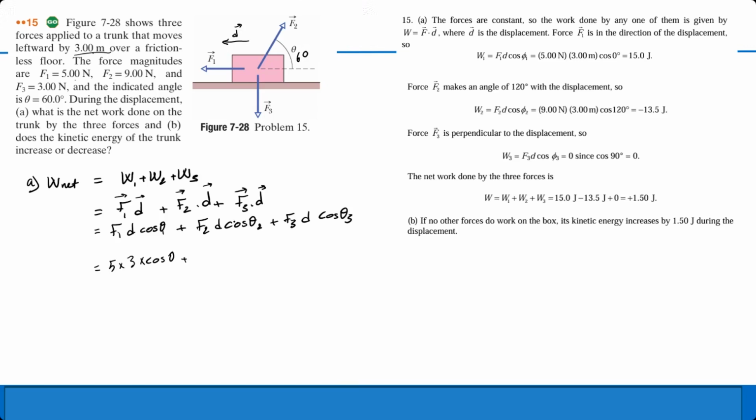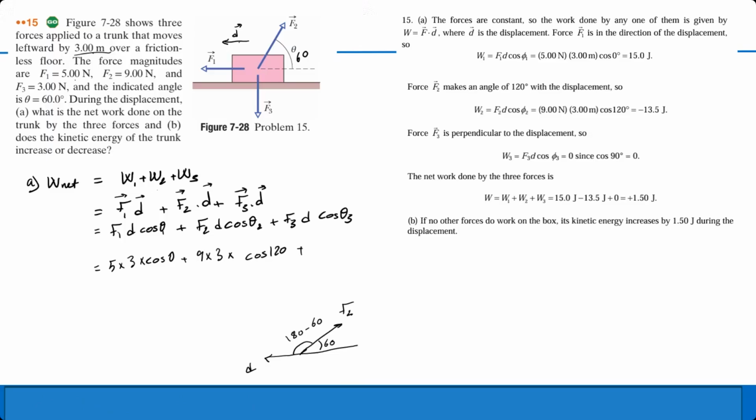For F2, F2 makes an angle 60 with the positive x-axis. So if I want to check the angle it makes with D, remember when you find the work done, you need the angle between F and D, not the angle with the x-axis. So I'll make a small sketch. This is F2, making an angle 60 here, and this is D. So what I want is this big angle, which is none other but 180 minus 60. So this is 120. Now F2 is 9 newtons and D is still 3.